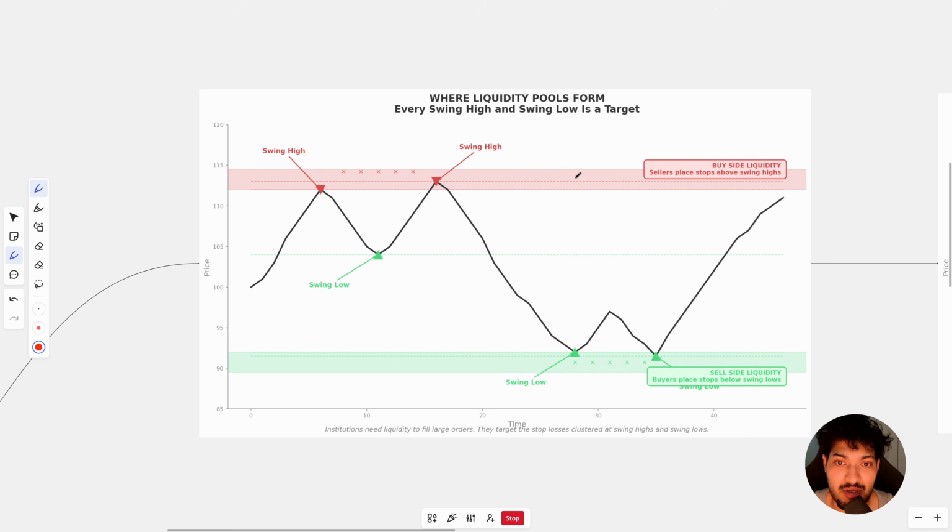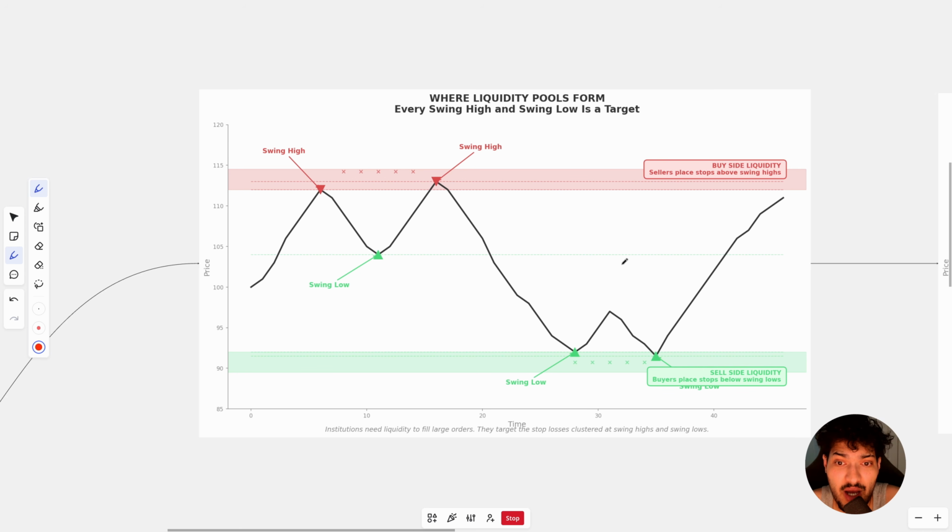This is where liquidity pools form at swing highs and swing lows. Now, it can get a little bit more complex than this, but I'm just trying to show you a rudimentary example, because technically this is how the market works. You can see right here we have this swing high being formed here, a swing low being formed here, and then another swing high being formed here. We also have a swing low here and a swing low here.